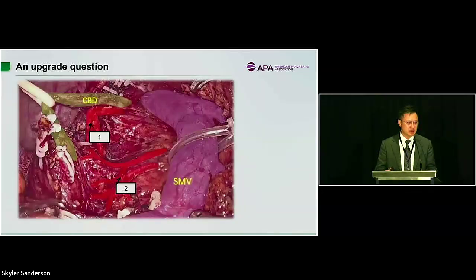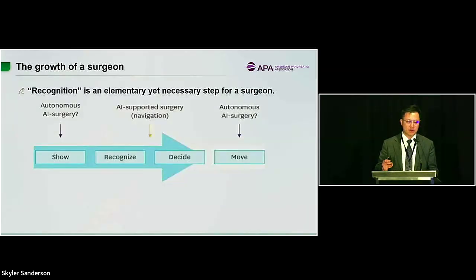But if we upgrade the question, what are the very small vessels? What are these structures? Even though you know what is the SV or SMV, maybe you cannot say whether it is the posterior superior PDA or even the PI PDA. It's always only very senior pancreatic doctors who can answer the question, because you have so few situations in which you can identify the vessels. So this is the growth of a surgeon.